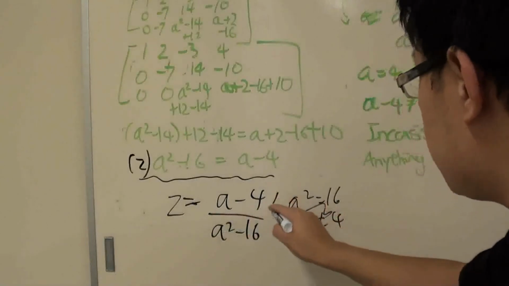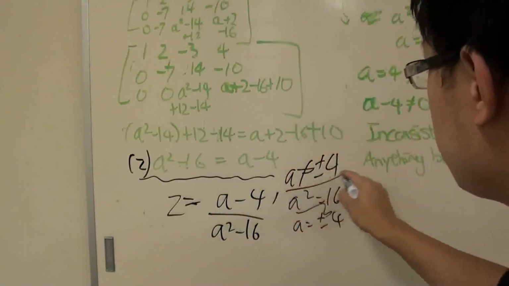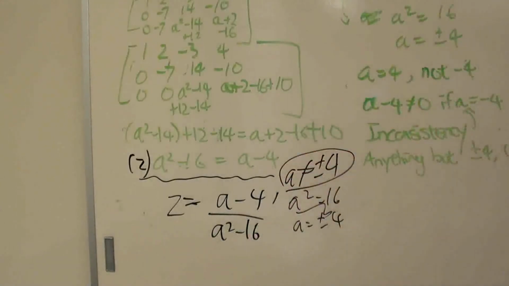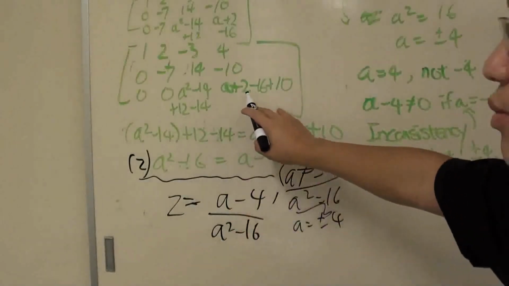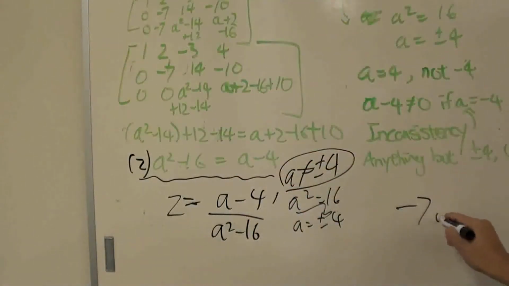Z is going to be this, except a cannot be plus or minus 4. That's all you have to write down. So once we define z, we can find out what y is. How do we know that? Because up here, second row is negative 4y plus 14z equals negative 10.